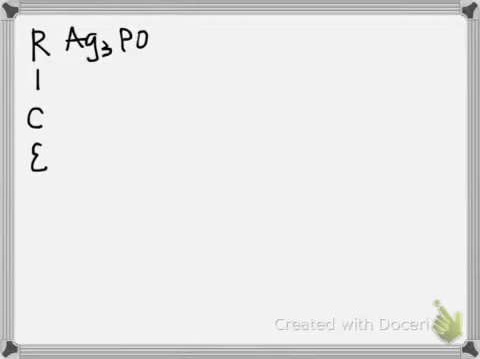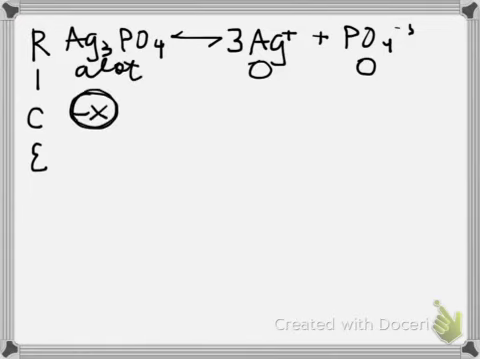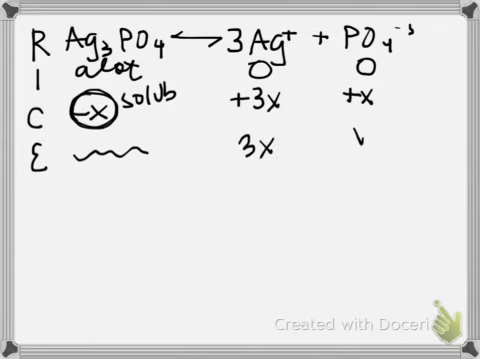Okay. So for the first one, again, we're going to start by setting up our RICE table, showing silver phosphate. So Ag3PO4, we know we're going to have to pay attention to that 3 because that's going to show up as a coefficient over here on the other side. No common ions. What we're solving for here is what is X? What is the solubility? Because that's always the value right there, solubility. So this is going to be plus 3X, and this is going to be just plus 1X. This value won't matter, 3X, X.